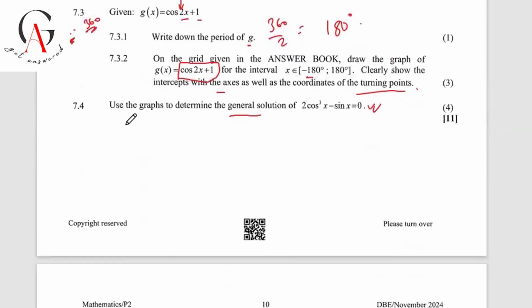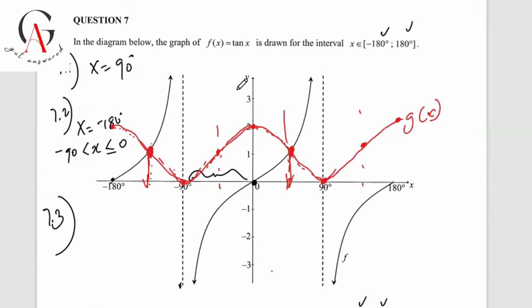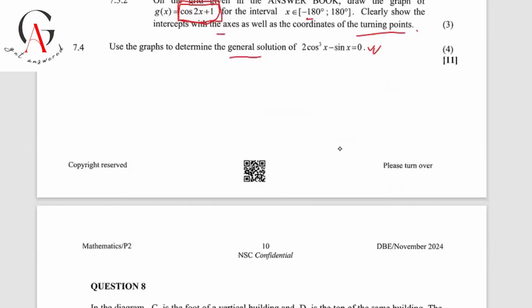Okay, so let's see. Step number 1, is it possible for us to express this entire thing in the form of cos 2x plus 1 as well as the tan x? That should be the first target. If we can do that, then we can get our answers. So step number 1, let me isolate. So 2 cos cubed x is equal to the sine of x. Divide by a cos, so I'll have 2 cos squared x is equivalent to just a tan x.